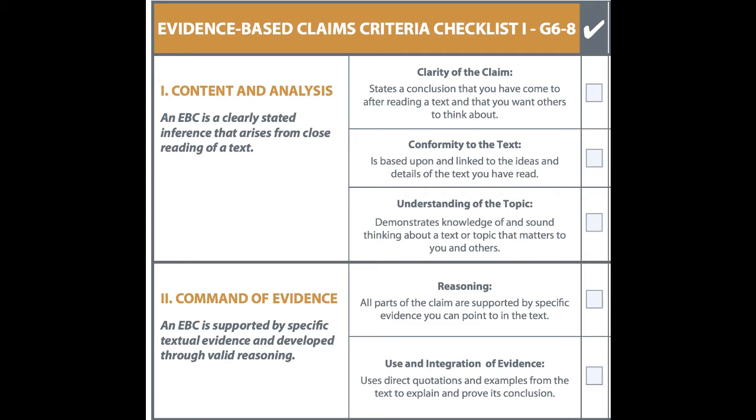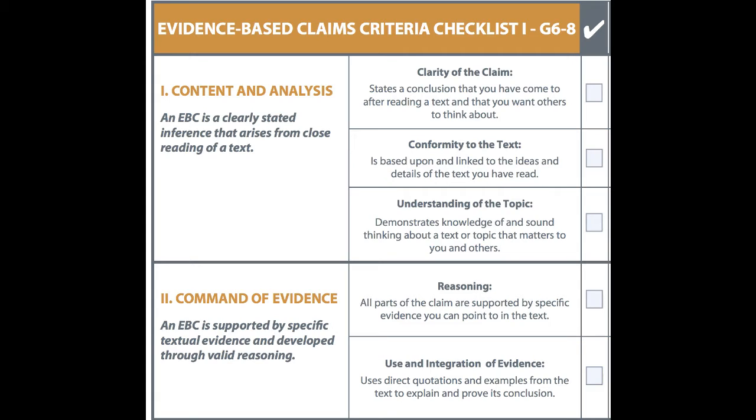So in reasoning, it's all parts of the claim are supported by specific evidence that you can point to in the text. So that's simply just having the evidence to back up the claims you're trying to make. And then the next one is uses direct quotations and examples from the text to explain and prove its conclusion. So that's just your ability to properly cite the right passage within the text and use that for your evidence.